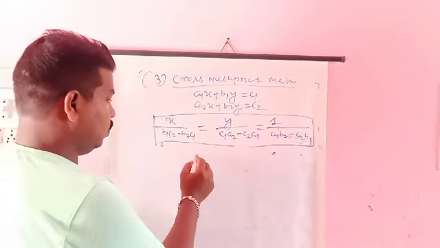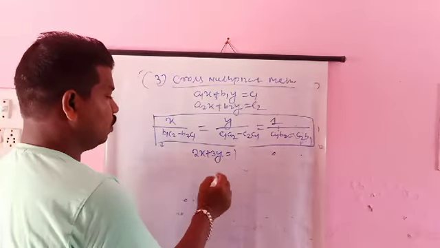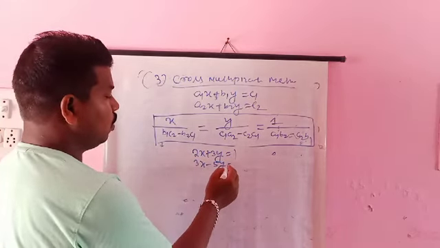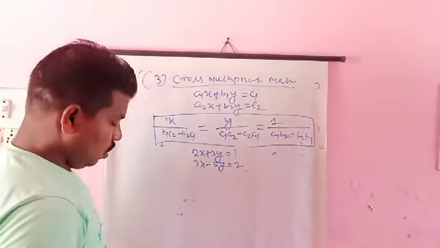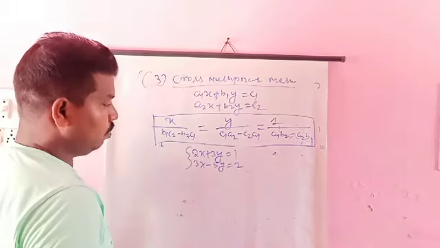Example: suppose 2x + 3y = 1 and 3x - 5y = 2. So this is a pair of linear equations. How to solve it by the cross multiplication method?